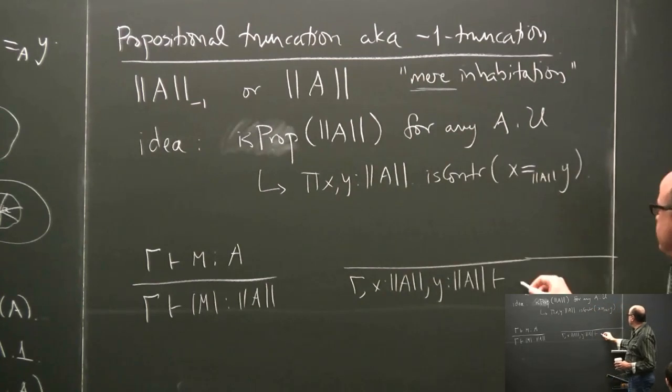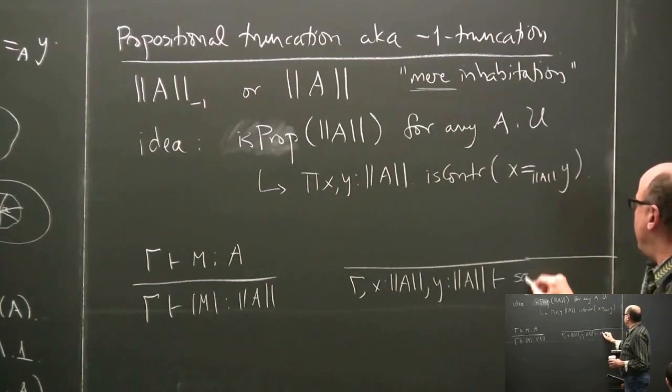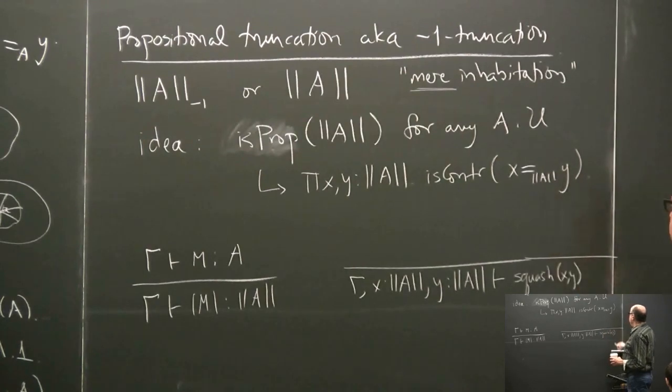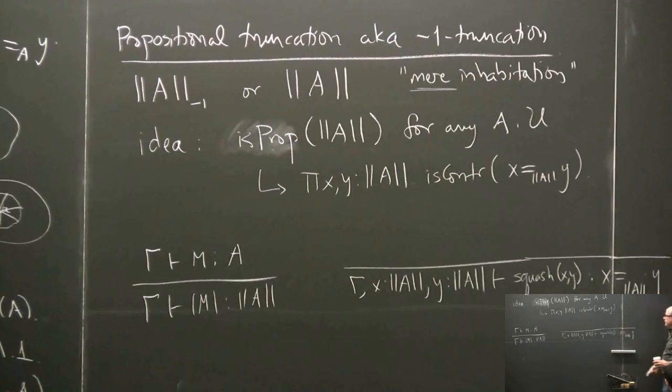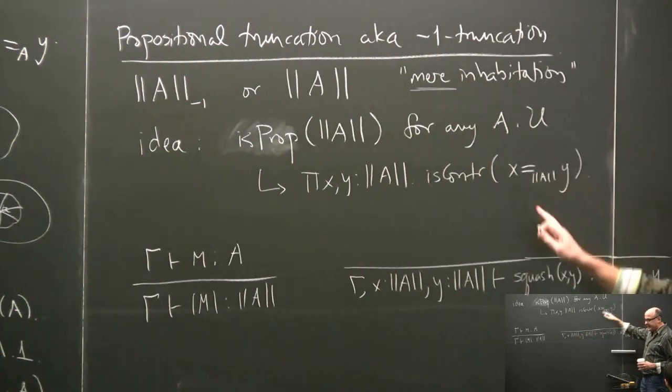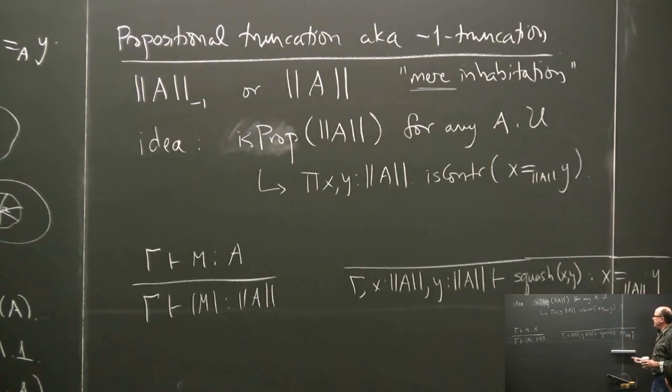I wasn't quite sure what to call it. I could call it squash of x y, which is a proof that x is equal in that type to y. So I'm really just specifying directly the idea that any two elements of the truncated type are in fact equal, by postulating a witness to this fact written here.